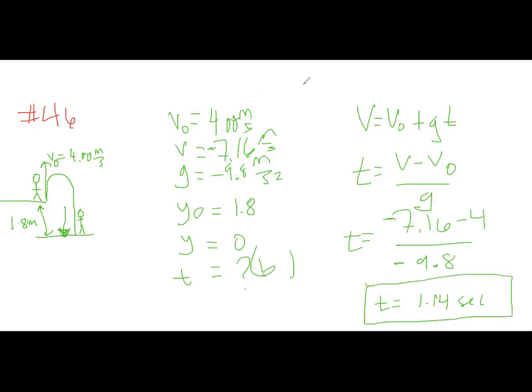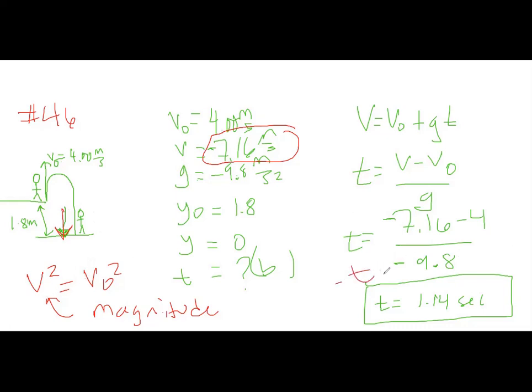This is tricky. This idea that you have to make this negative. The reason it doesn't work out is because that other formula was v squared equals v naught squared. So in this case, you're only finding the magnitude. You have to remember that the velocity is downward. And when you get a negative time, you know that you did something wrong. So maybe that'll be your key to remember that. So that's kind of tricky.